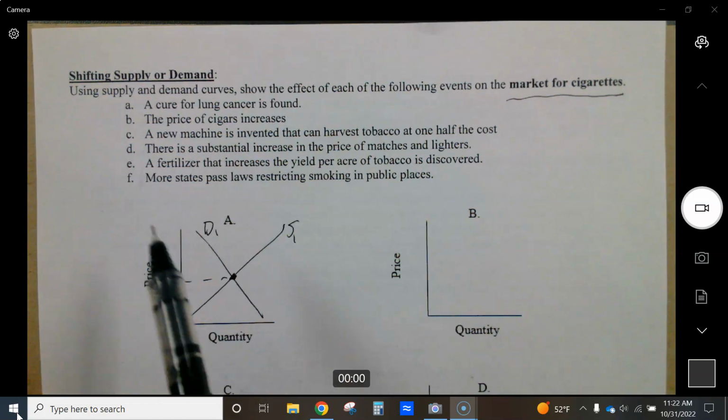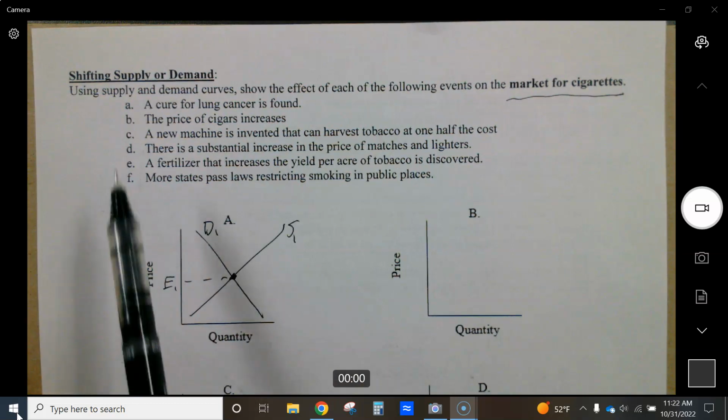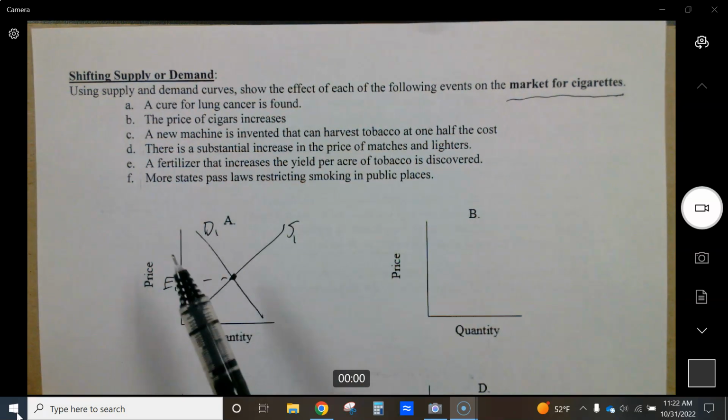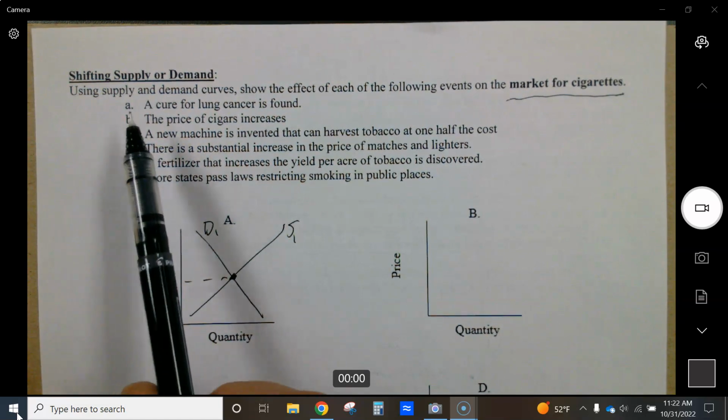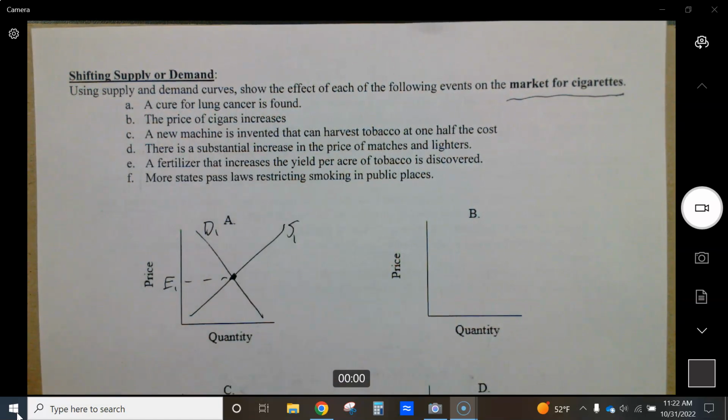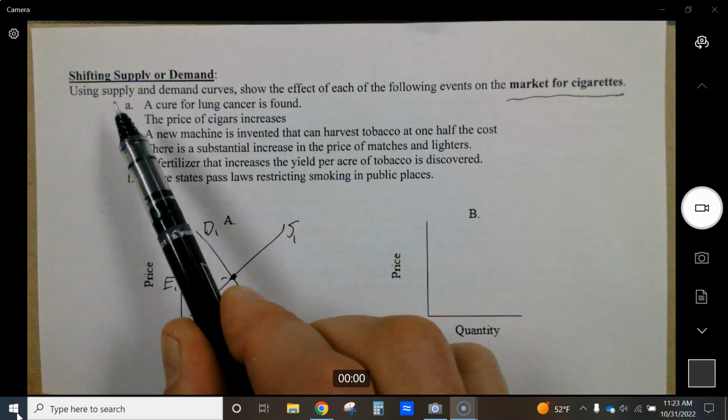I'll give you a hint here on the first couple, and I'm going to talk through which side it is. Is it the demand or the supply? A cure for lung cancer is found. People are being cured of lung cancer, therefore there's less fear in smoking. And so in this case, it's going to be the demand. The demand is shifting. So for A, it's demand.